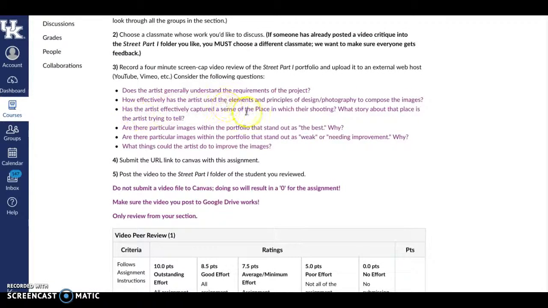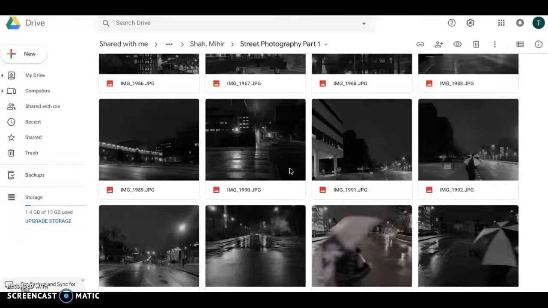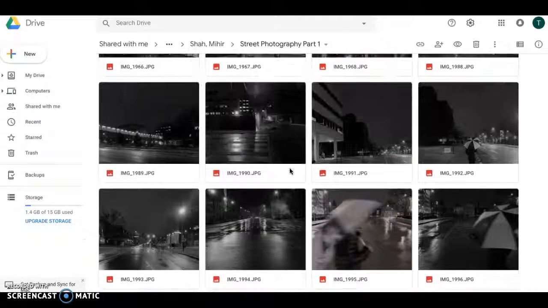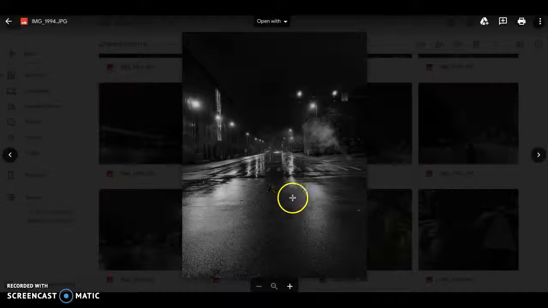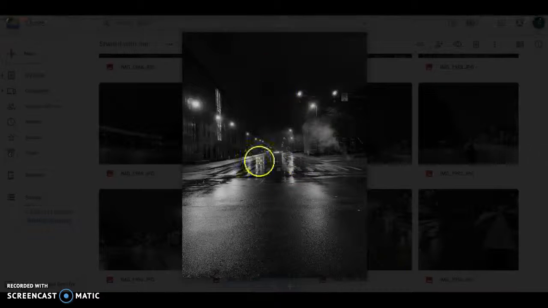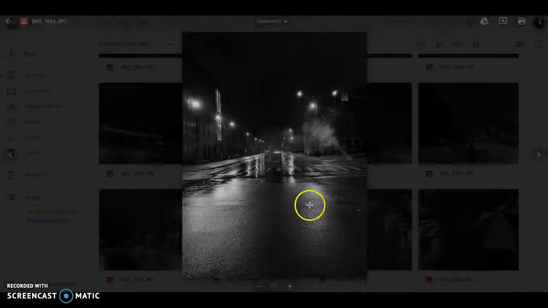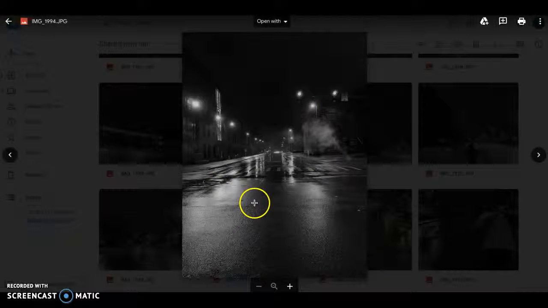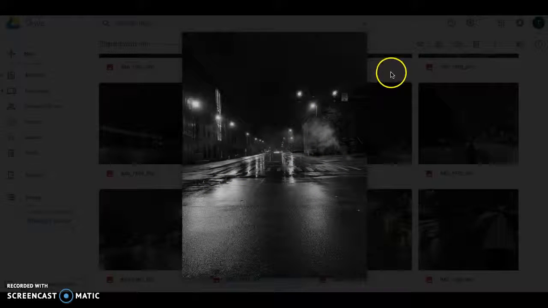Has the artist effectively captured a sense of the place in which they're shooting? What story about the place is the artist trying to tell? I think that Mihir has definitely captured his place well. He has shown downtown Lexington in all aspects. Having the picture taken at night with the street wet is something that is very interesting to see. You get the contrast from the darkness of the sky, and then you get kind of the shimmering of the street due to the fact that it's been rained on, and then you have the steam coming up from a drain over here. So that's a great image with so many elements.